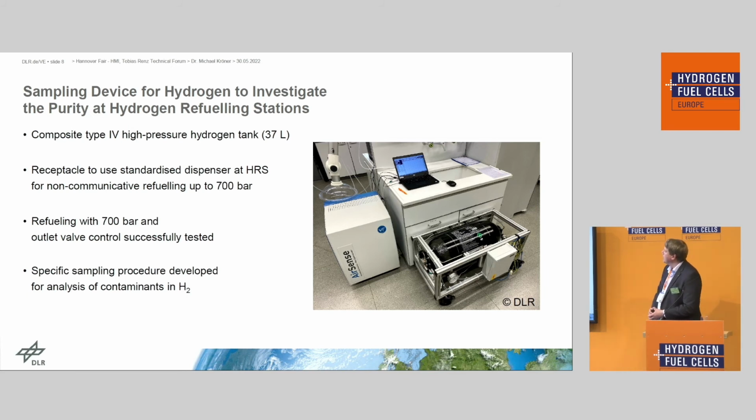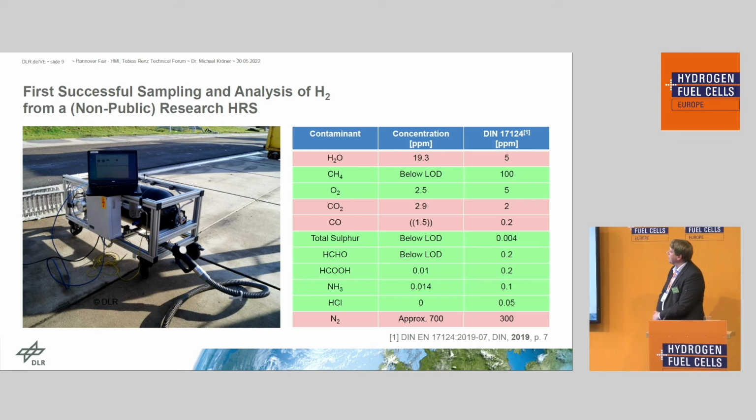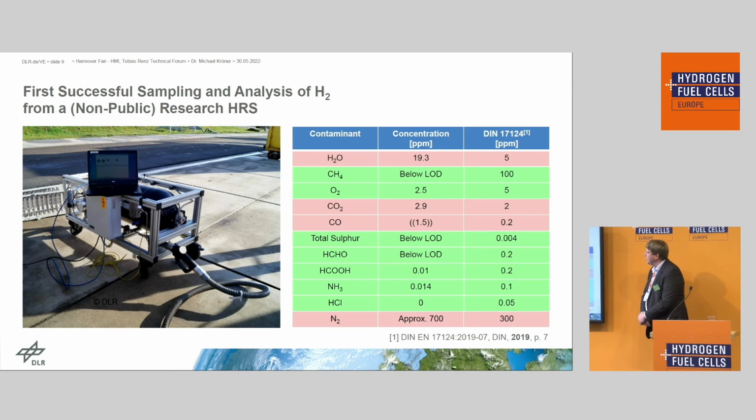And so this is a tank of 37 liters of volume. That means around 1.1 kilogram of hydrogen could be sampled with this system. Yeah, and we developed a specific sampling procedure for that. So I would like to show you some results from a research hydrogen refueling station, which is non-public at that time.